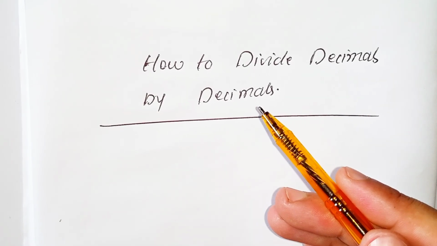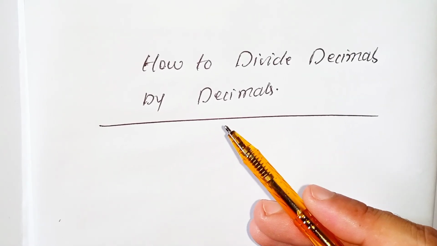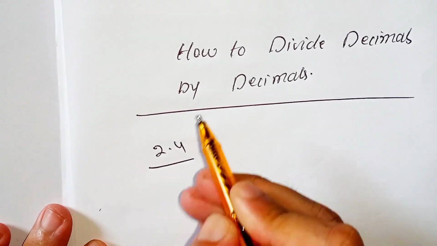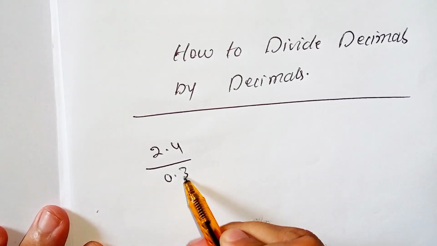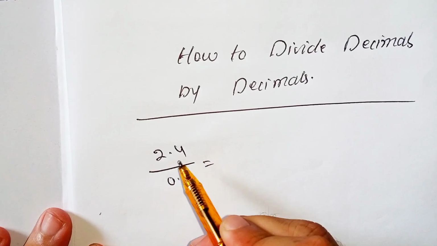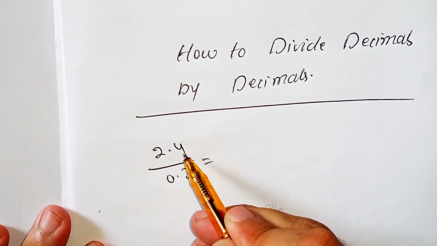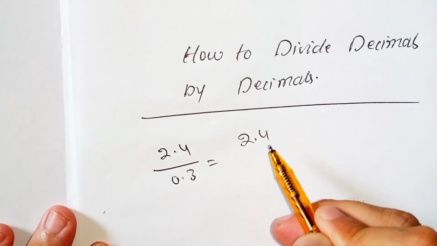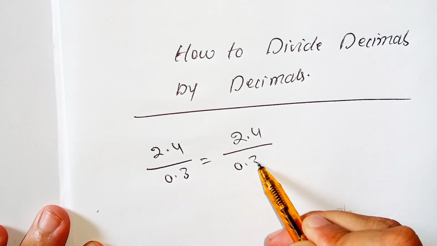The first rule is to convert the decimal number into a whole number, right? For example, 2.4 divided by 0.3. So our first rule is to convert this decimal number into a whole number. So we can write 2.4 divided by 0.3, right?